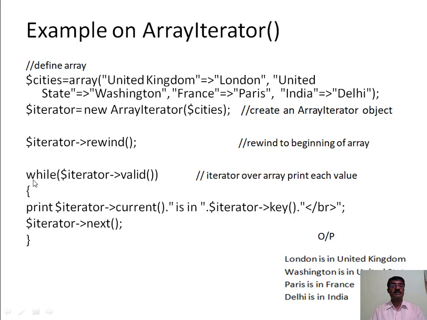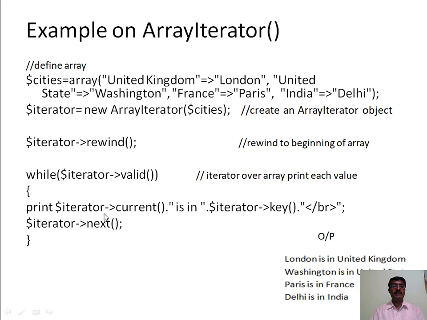So here is a while loop. In the while loop condition, I have called the valid array iterator function with the help of the object operator, or arrow operator. This valid function checks whether the array contains more entries or not. If it contains more entries, it will enter the loop body.